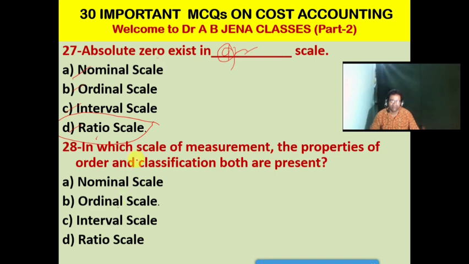So next one MCQ, in which scale of measurement the properties of order and classification both are present? A, it's the nominal scale, B, it's the ordinal scale, C, it's interval scale, D, it's the ratio scale. Friends, here the right option is the ordinal scale. In ordinal scale measurement, the properties of order and classification both are present. So here B is the right option for this MCQ.